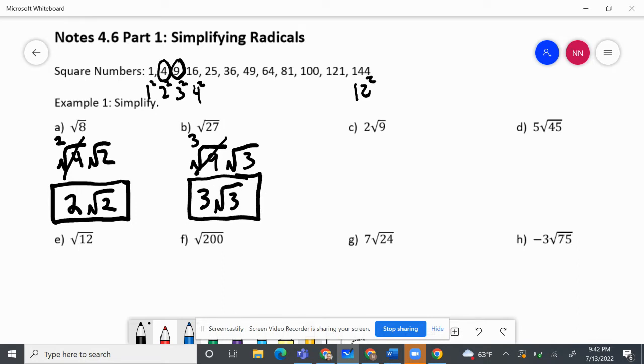Now this next one is a little bit easier because we know the square root of 9. We don't have to simplify it. The square root of 9 is just 3. So 2 times 3 gives us 6.